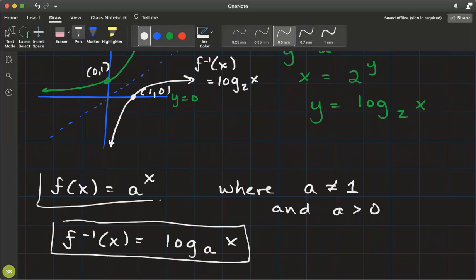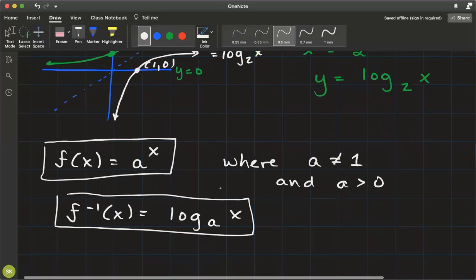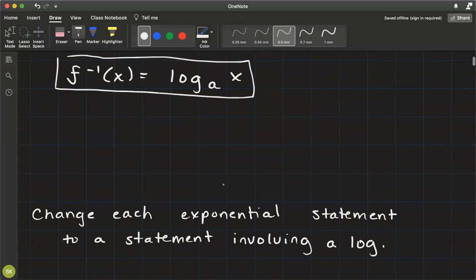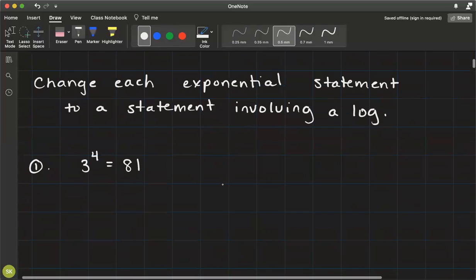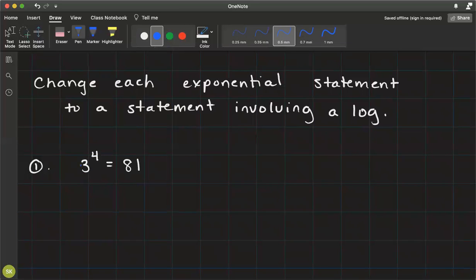So our first step in understanding these functions is to do a few problems just relating exponents to logarithms, just to get some practice, and then we'll do some graphing, and then we'll solve some logarithmic functions and some logarithmic equations. So here I want to change each exponential statement to a statement involving a log. My first problem is 3 to the 4th is equal to 81.